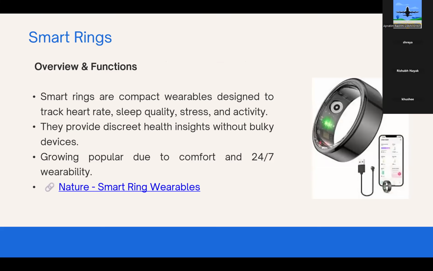So I will be discussing smart rings. Smart rings are compact wearable designs to track heart rate, sleep quality, stress, and activity. The ring is embedded with multiple sensors: optical sensors, which measure heart rate and oxygen saturation using light reflection; the accelerometer, which tracks movement, steps, and activity levels; temperature sensors, which record skin temperature; and EDA, electrodermal activity sensors, which detect the stress response. They provide discreet health insights without bulky devices and are growing popular because they are comfortable and offer wearability 24/7. Next.